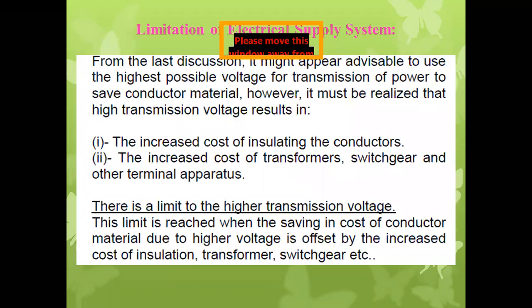So lastly, we will see the limitations of the electrical supply system, especially the AC supply system. From about 3-4 lectures back, we have studied the various supply schemes, DC system as well as AC system. But generally the DC supply scheme is not practicable, so that's why we generally prefer the AC supply scheme. So we have to see the limitations of the electrical supply system.